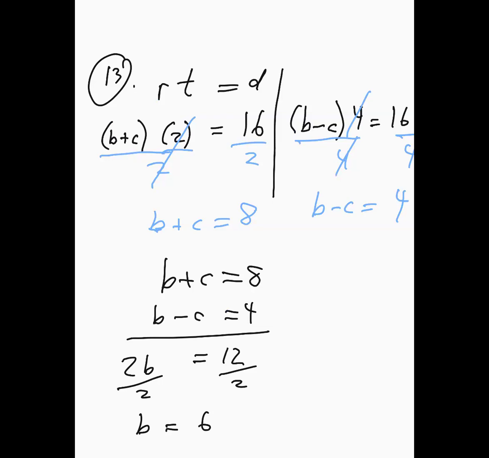So B plus C equals 8. It could get easier, but I'm going to pick that one. And I'm going to plug in 6 for the B because B equals 6. Ready? So 6 plus C equals 8. So what does C have to equal? 6 plus what equals 8? 6 plus 2 equals 8. So C has to equal 2.